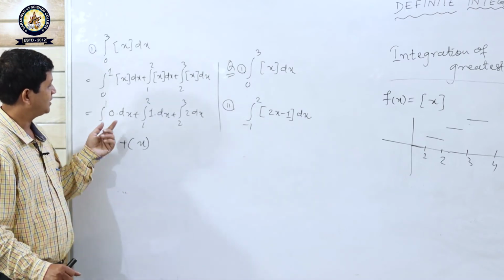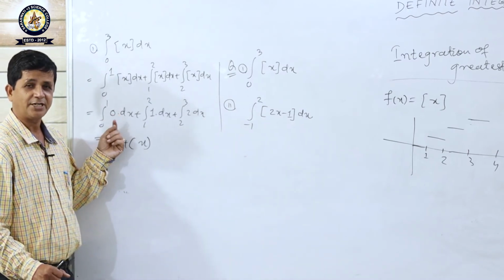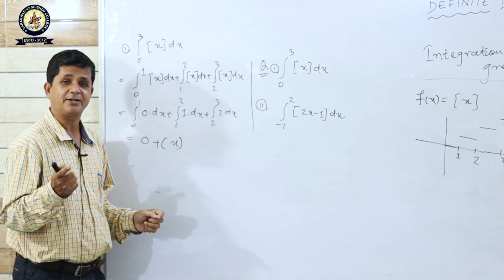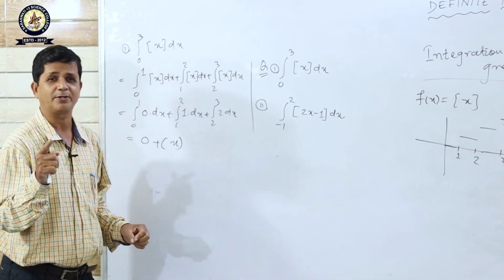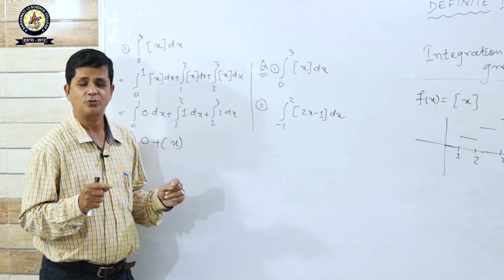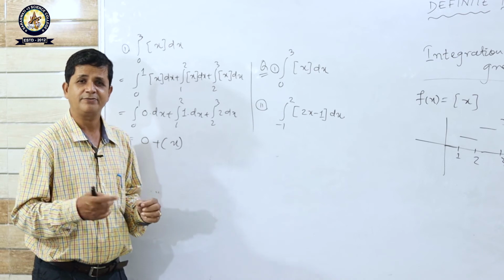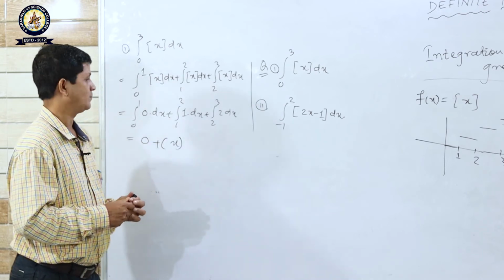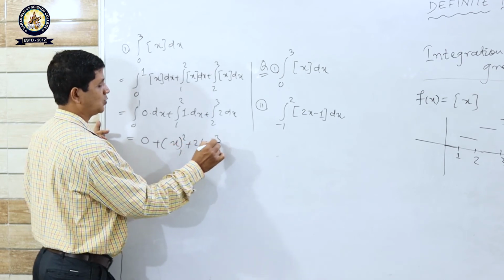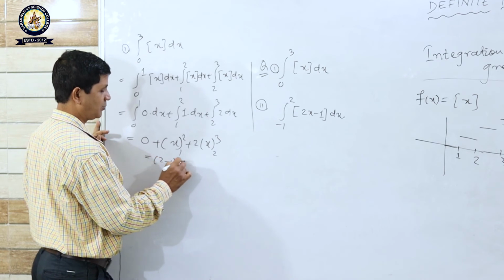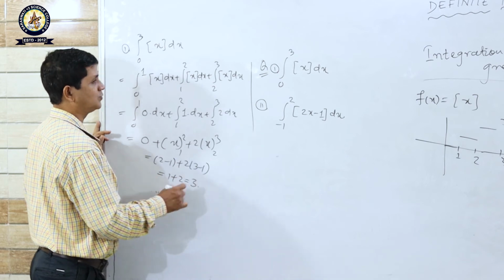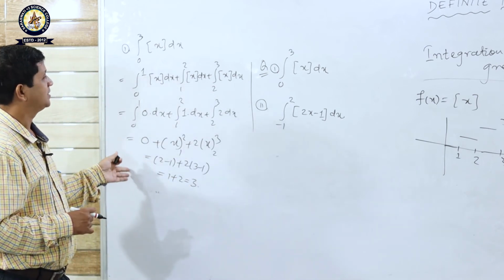Now, in between 0 and 1, the greatest integral value of x is 0. Any number in between 1 and 2, its integral value is 1, because 1.2, 1.5, 1.7, all these have greatest integral value 1. Similarly, in between 2 and 3, 2.2, 2.5, 2.9, all these have greatest integral value 2. So it is 1 to 2, 1 into dx, and 2 to 3, 2 into dx. Integrating x, it is 2 minus 1 plus 2 into 3 minus 2, that is 1 plus 2, which equals 3. This is the value.